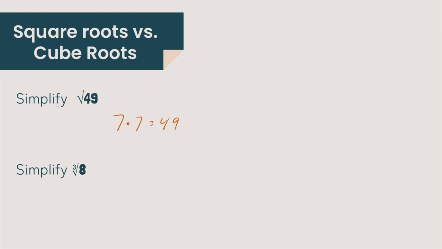In a cube root, we're going to have three numbers times themselves. So in this case, we would have 2 times 2 times 2 is going to give us 8. So the difference there: for a square root, we have this number multiplied by itself. For a cube root, we have the number multiplied by itself 3 times. Now let's take a look at what to do when we have a non-perfect cube root.